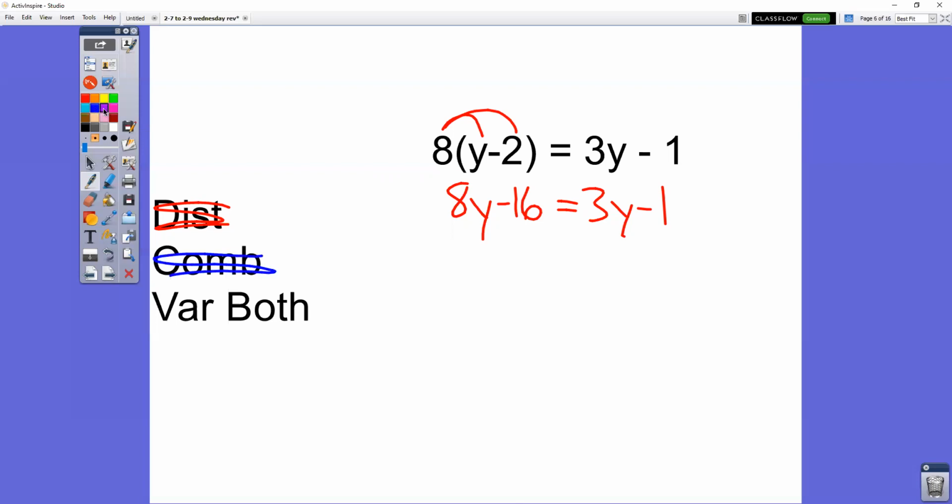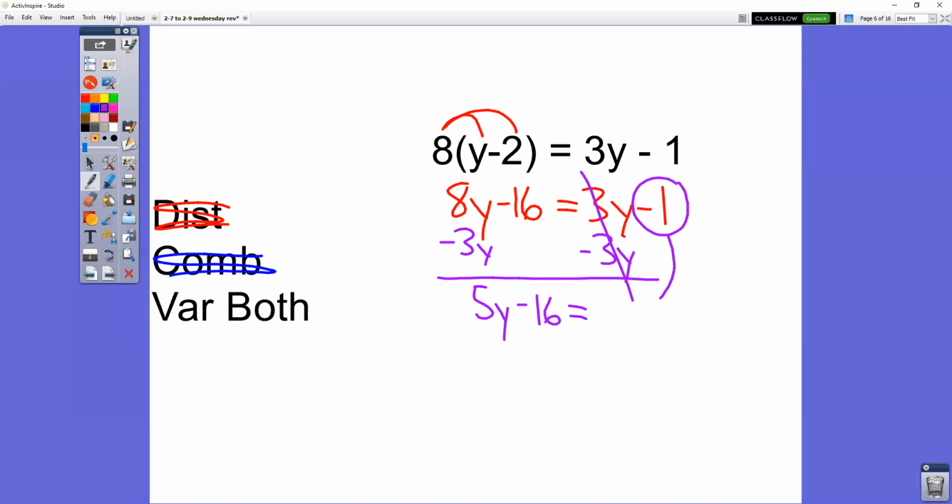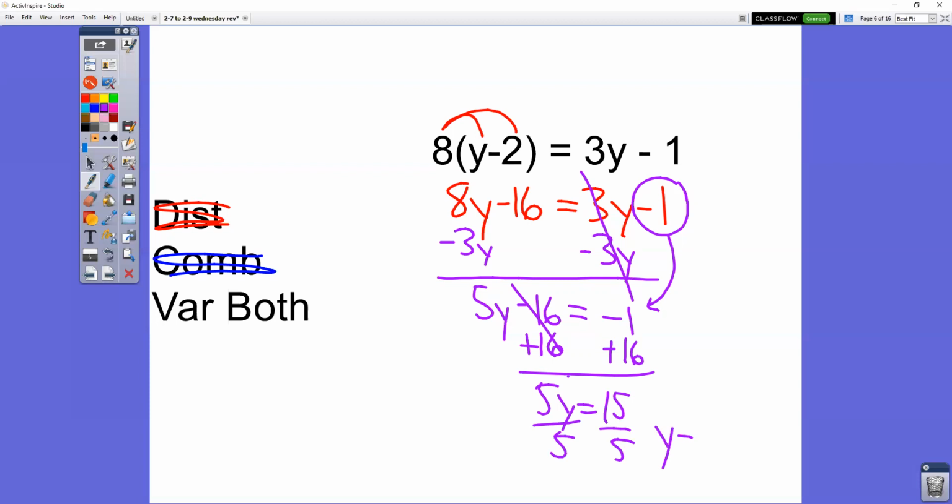Do we have variables on both sides? Yes, we do. I like working with the smaller of the two letters first. So -3y and -3y. So 5y minus 16. Be very, very careful here. Notice that that's a -1 there. So when we bring it down, it's going to become a -1. Be very, very careful there. Plus 16, plus 16. So I have 5y equals 15 when I add those together. Divide by 5, divide by 5. You should end up with y equals 3. Be very, very careful with bringing down that -1.